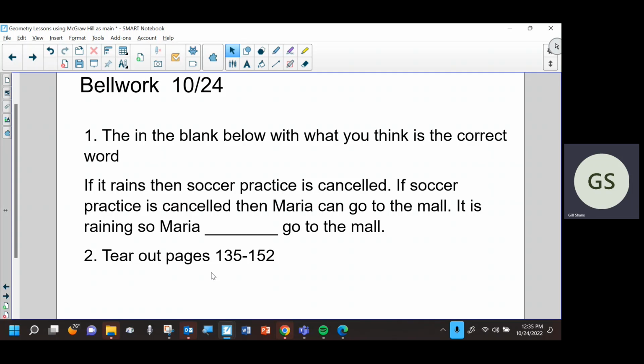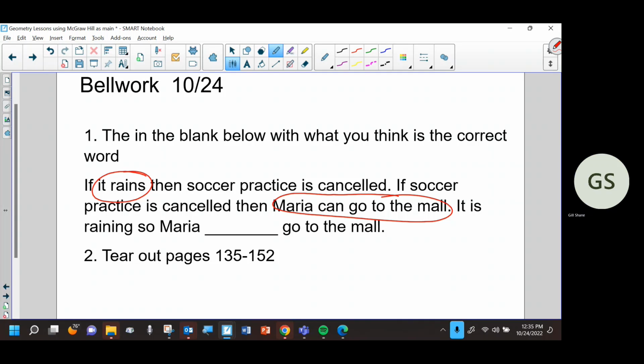So in this, again, if it rains, then soccer practice is canceled. Well, if soccer practice is canceled, then Maria can go to the mall. So it is raining, which means Maria can go to the mall. So the point is, we used one part of the original statement, the hypothesis is what that part is called, but then we used the conclusion from a different statement to make our overall conclusion that yes, Maria can go to the mall.